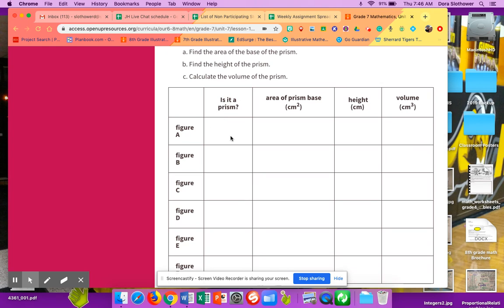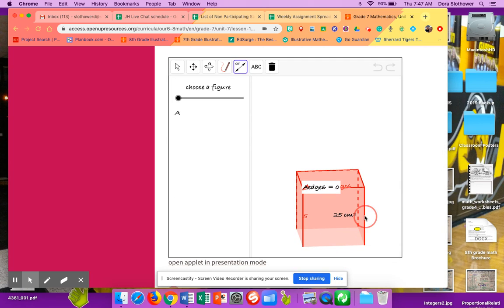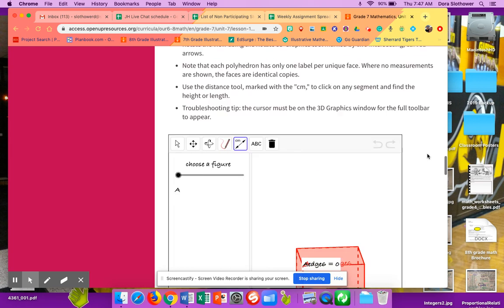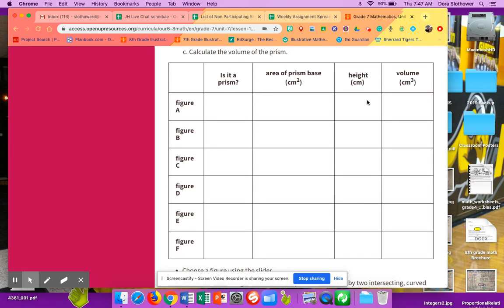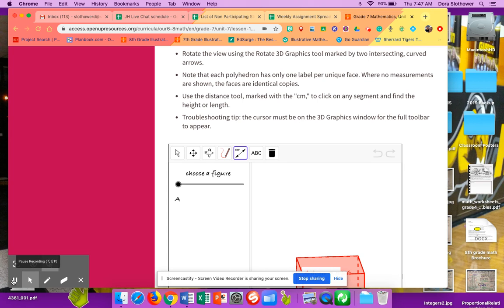So first off, is this a prism? Yes. The area of the base, they give that to us. They said that it was 25 centimeters squared. The height of it then is 5. Okay, the height. So put 5 for height. Now, then the volume is 25 times 5, 125. All right, I want you guys to pause the video and try to do B.